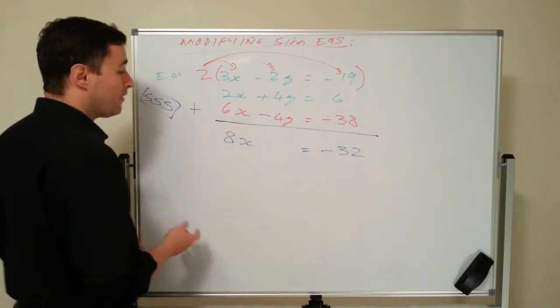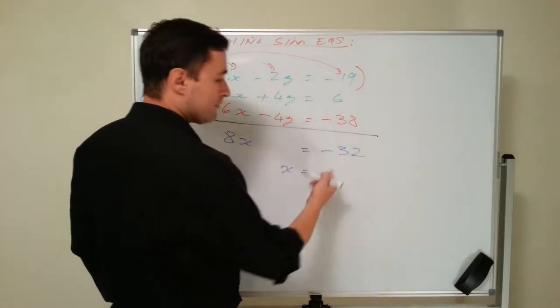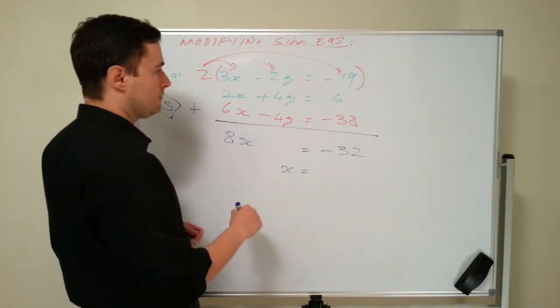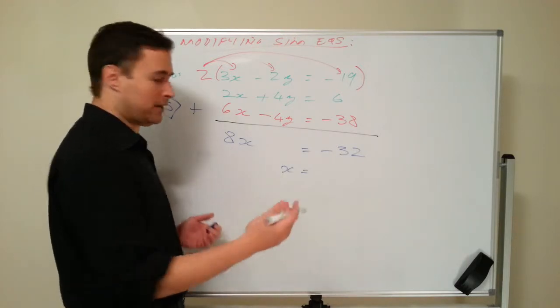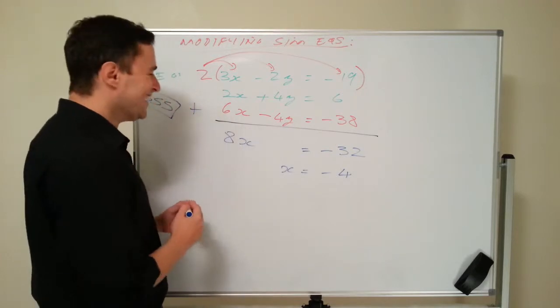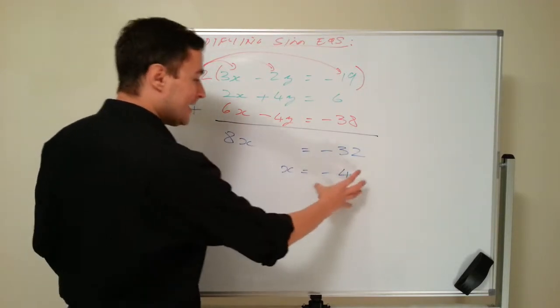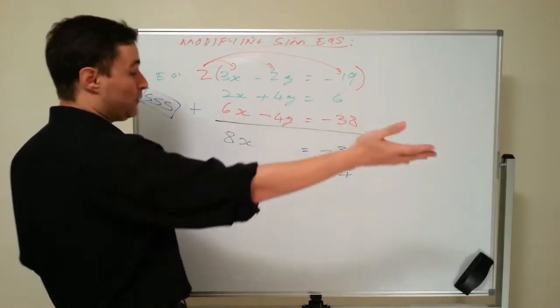Okay. Alright, so now, opposite of times by 8 is divide by 8. x equals negative 32 divided by 8. How much is negative 32 divided by 8? Negative 4. I went back there for a second. So negative 32 divided by 8 is negative 4. You with me? Alright, and then I take this negative 4 and I plonk it back anywhere, wherever you want.